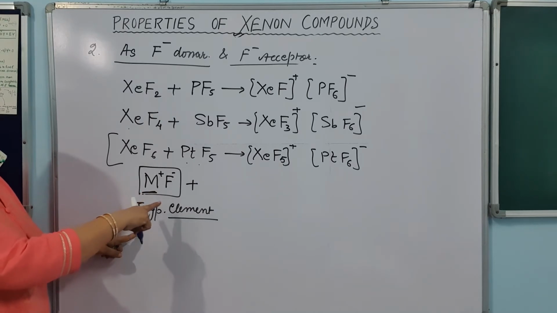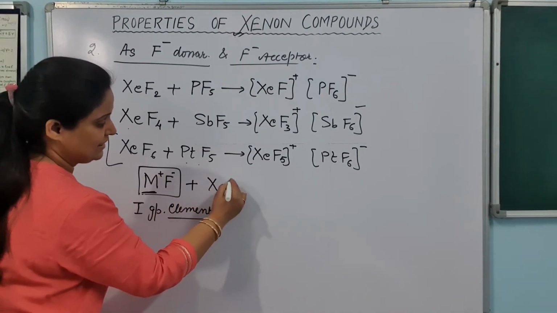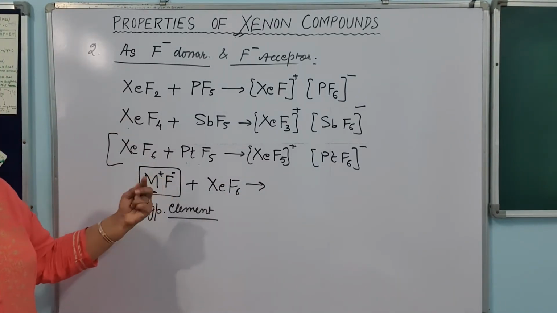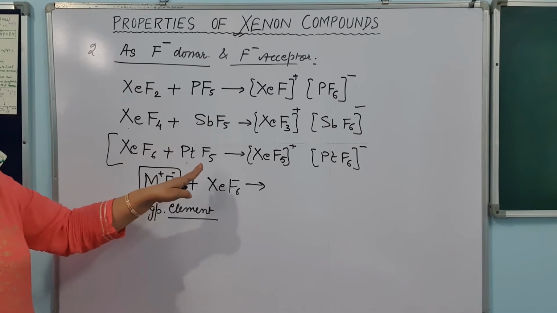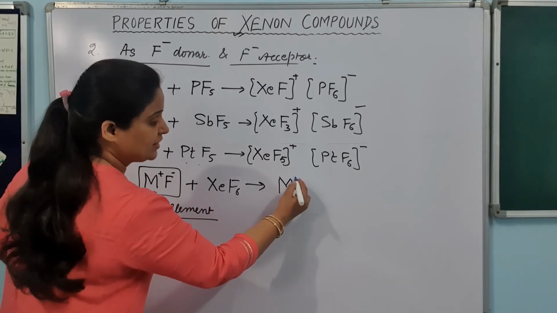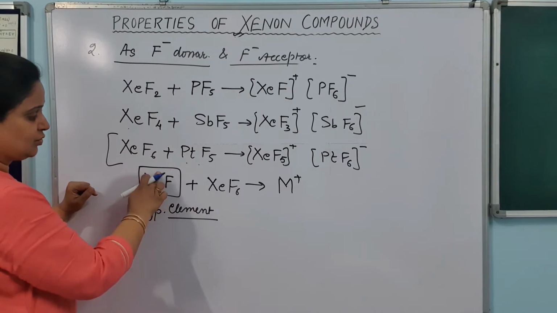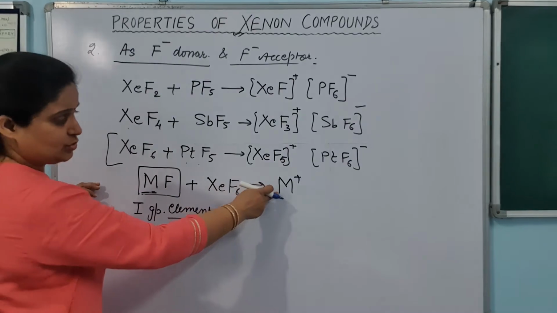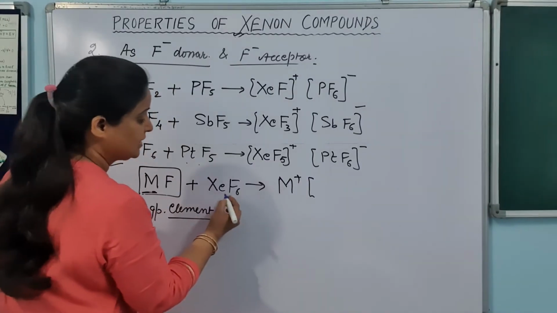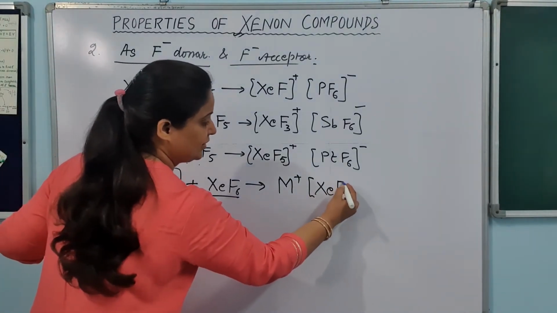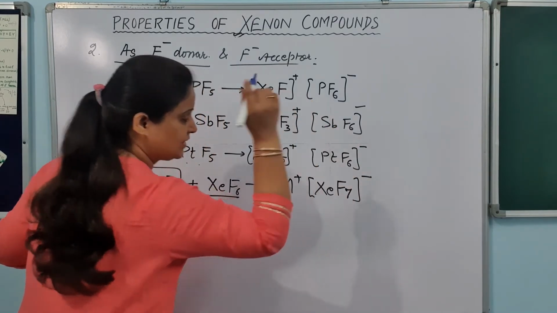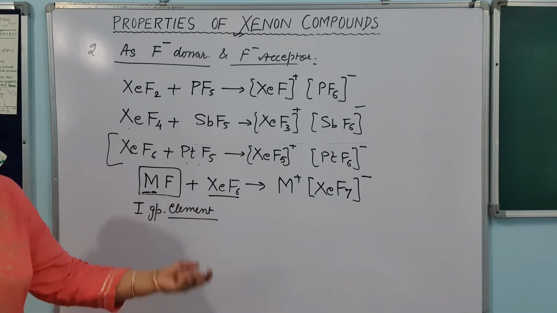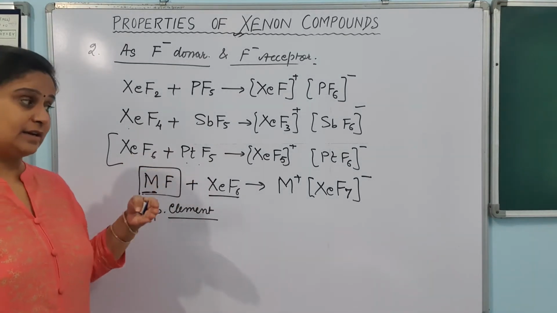So this is MF reacting with XeF6, and what will happen here? This M metal is going to give its fluoride ion to the xenon. So M+ will remain here because it has donated. Here there is no charge. Suppose it is sodium fluoride, so sodium metal will remain, which will make the positive charge, and this XeF6 will turn into XeF7, and one minus charge will appear on it. So this kind of salt will be formed. So in this particular reaction, it is working as a fluoride ion acceptor.